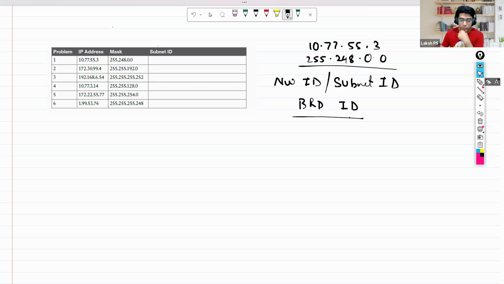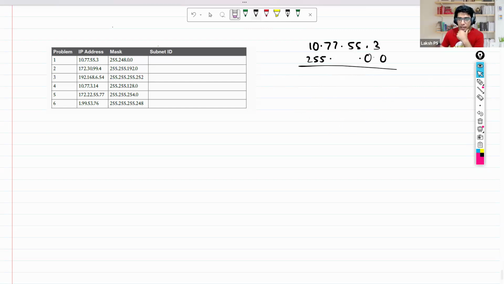We have to find out the network ID or the subnet ID or the broadcast ID for this particular IP address. Now, if this was a normal IP address with an easy address mask, when I say easy address mask, I mean there is only 255 over here. For such a case, we already know how to find out the network ID. Wherever there is 255, copy that number as such. So this is 10.77. And wherever there is 0, just write 0. So this becomes your network ID.